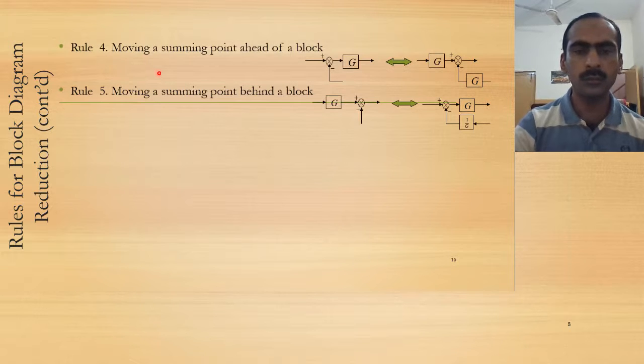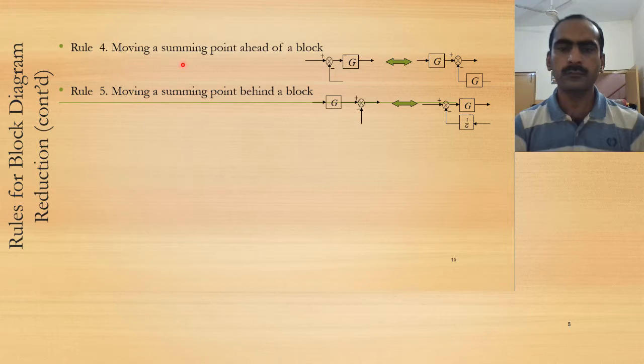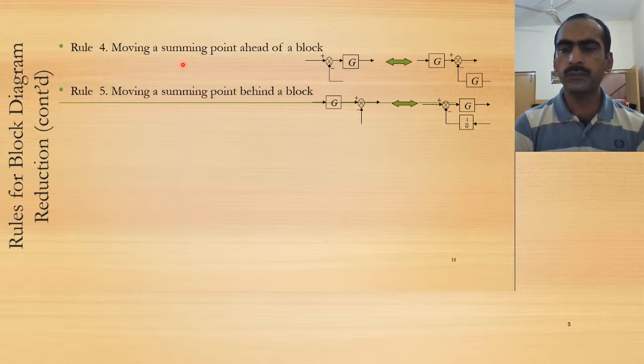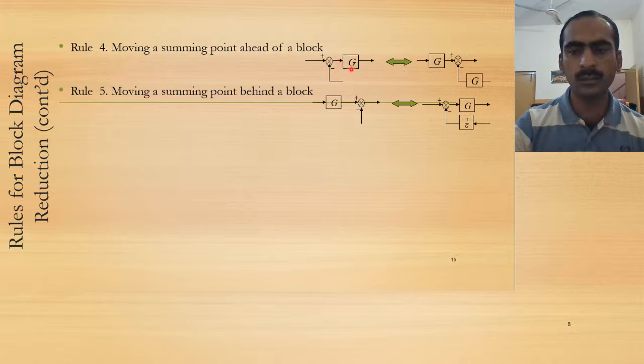Then there are rule 4 and rule 5, which tell us about how to move the summing point ahead of or behind a gain block. Rule 4 tells us that if I have a summing point behind a gain block, it can be shifted to ahead of the gain block in this way. That means this signal should be multiplied with G, and then it should enter the summing point.